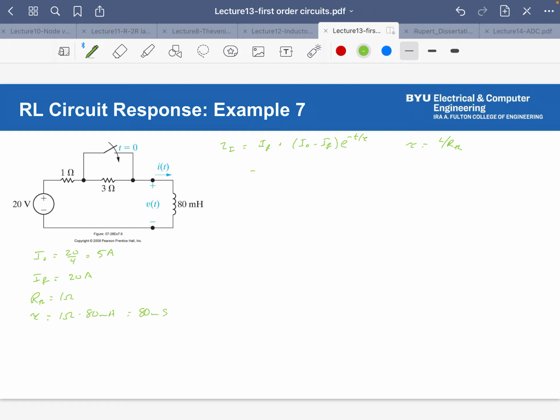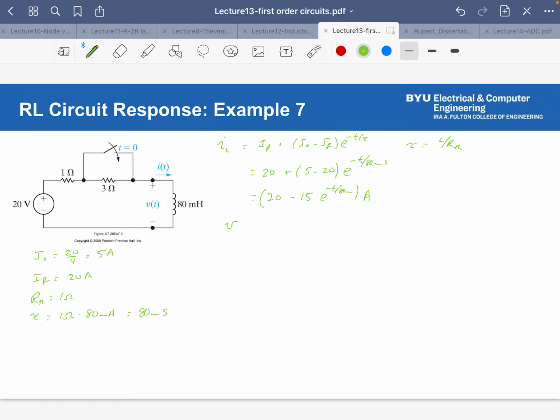All right, so the current through the inductor is going to be the final current, 20, plus the initial, 5, minus the final, e to the minus t over 80 milliseconds. So it's going to be 20 minus 15 e to the minus t over 80 milliseconds. And this is all in terms of amps.